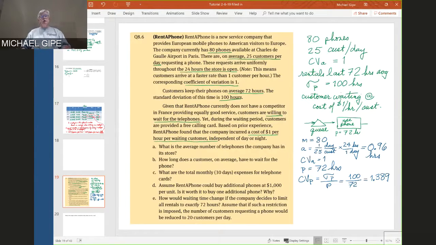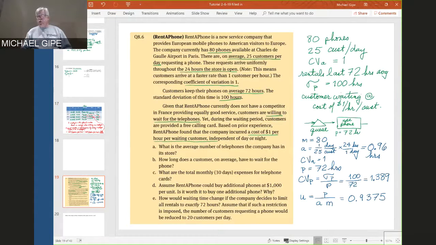And then finally, I know I'm going to need utilization in order to calculate what my queue time is. So that's going to be processing time divided by inter-arrival time times the number of resources we have available. That's 80. And that works out to be 0.9375. So we've got 72 divided by 0.96 times 80. That gives us a 0.9375 utilization.